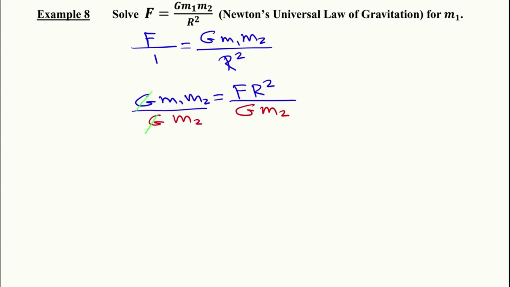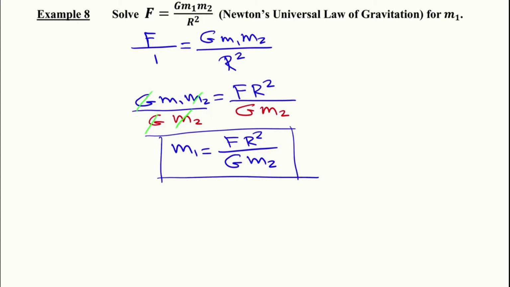Now g's will cancel out, m2's will cancel out, and we'll be left with m1 equals fr squared over gm2. And here we did not even have to worry about taking square roots or anything like that, so we are done. All right, so make sure you can do that and we'll proceed.